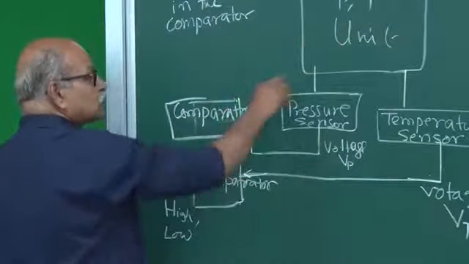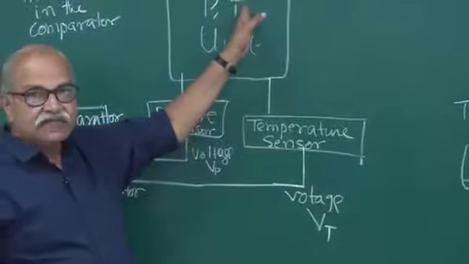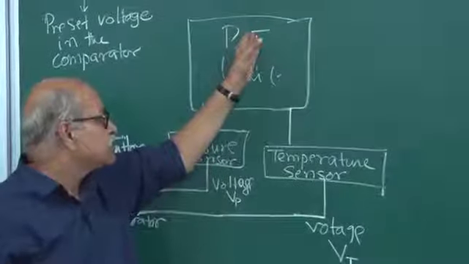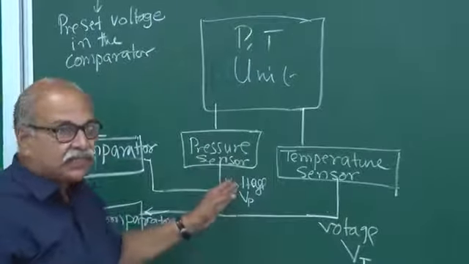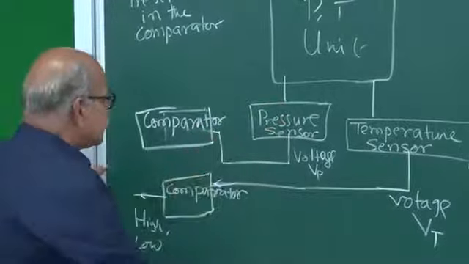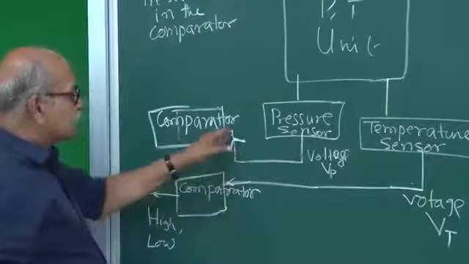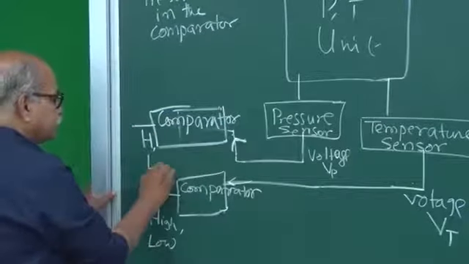And for pressure also I can set a preset value. If it can withstand 15 atmospheric pressure, for 15 atmospheric pressure, how much will be the voltage? That I can preset here, and the moment this voltage comes, this is the input of this comparator. If it is more than that, it gives me high, otherwise it gives me low.